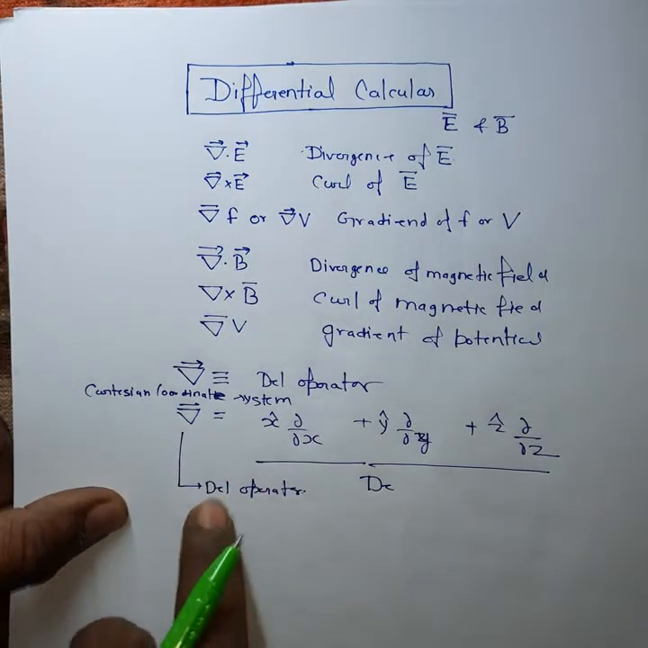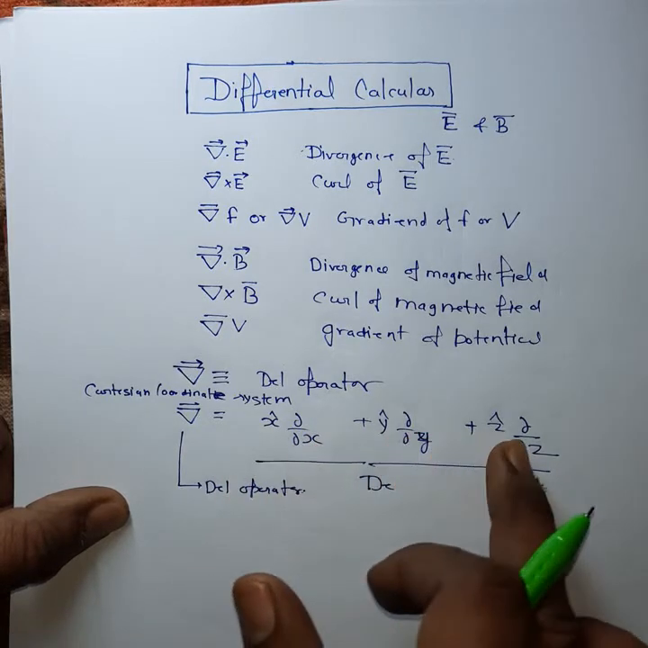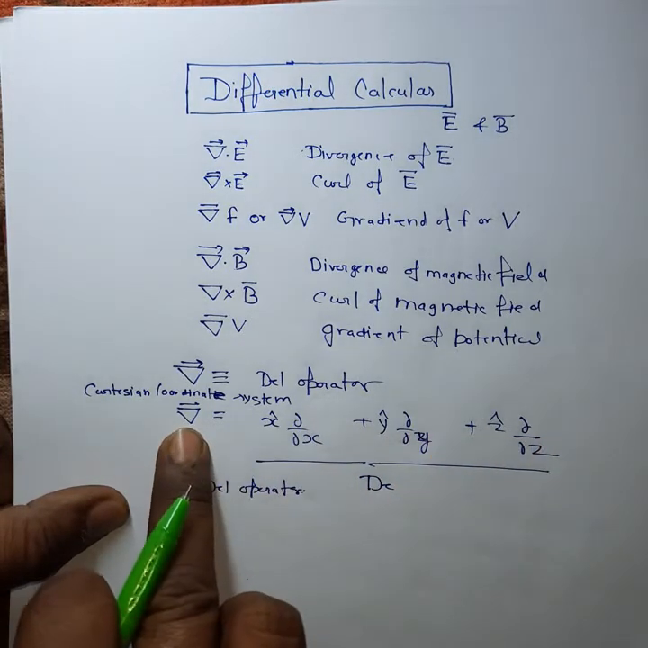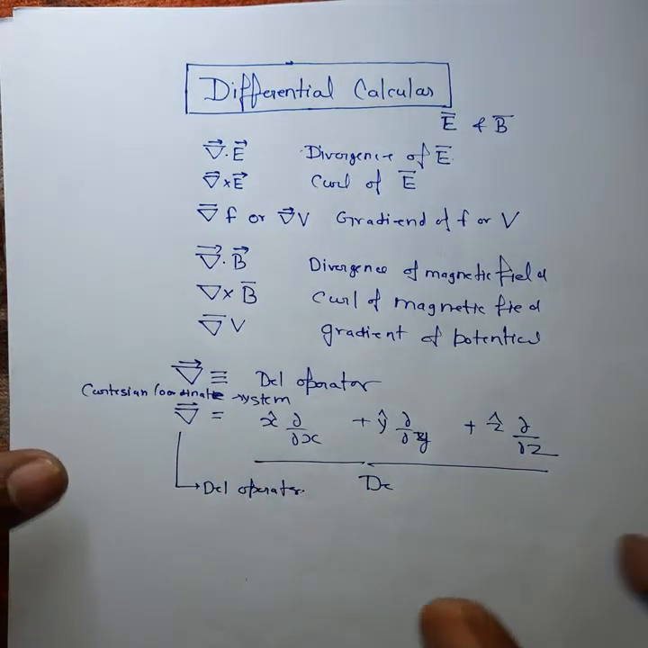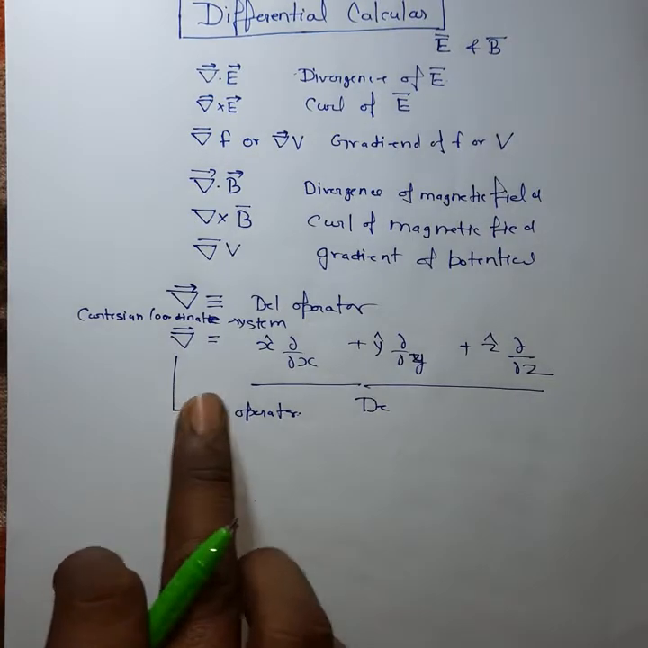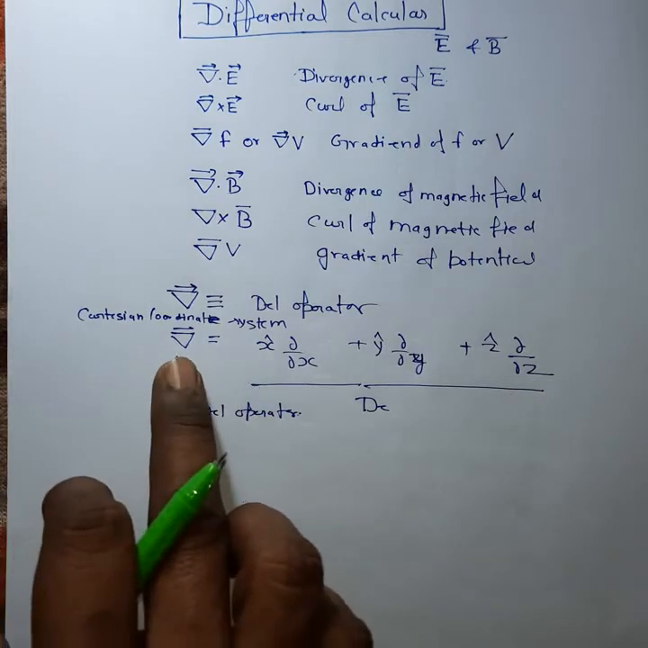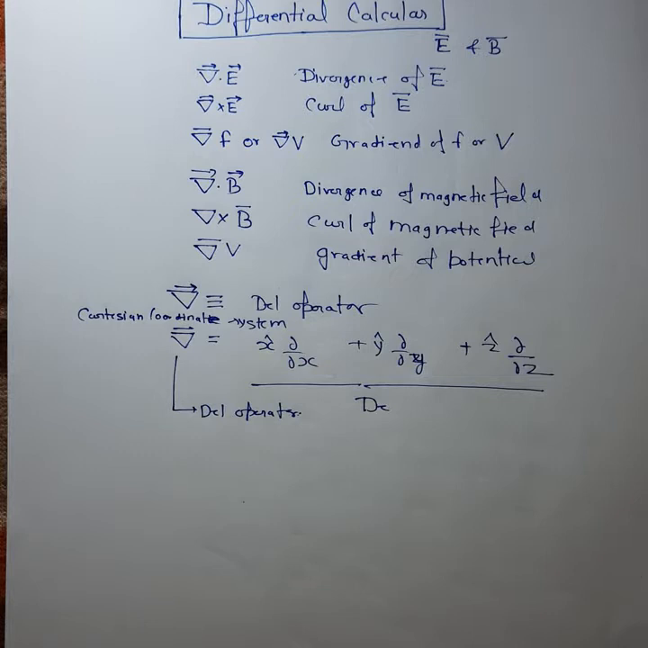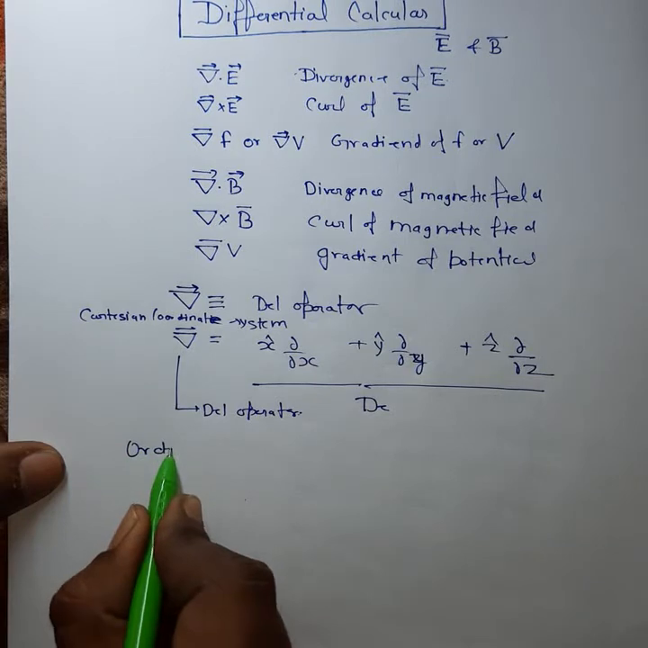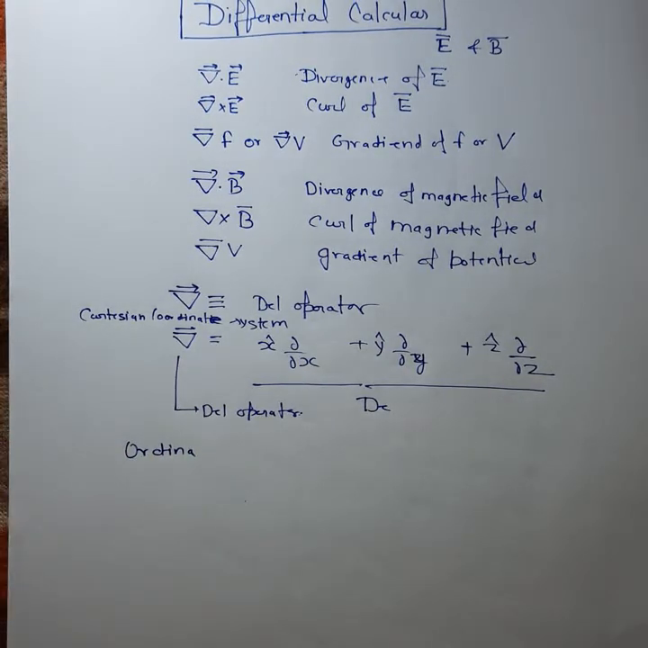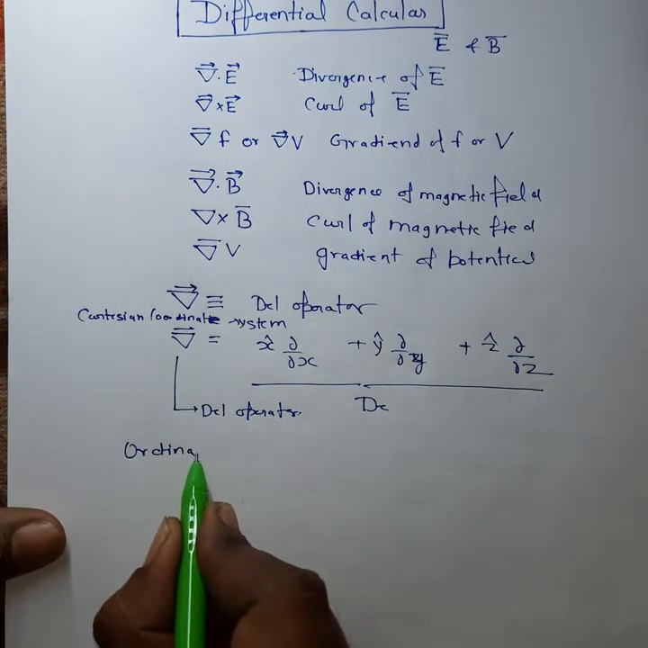I have expressed the del operator in the Cartesian coordinate system, that is with unit vectors x cap, y cap, and z cap. Similarly, you can express the del operator in spherical and cylindrical coordinate systems also. In order to have a clear picture of this del operator, you must know about ordinary derivatives. So let's first discuss ordinary derivatives, to make it clearer what del is.